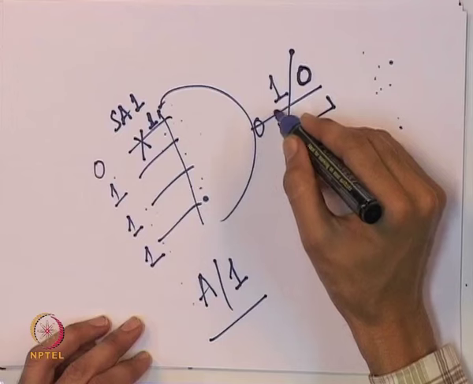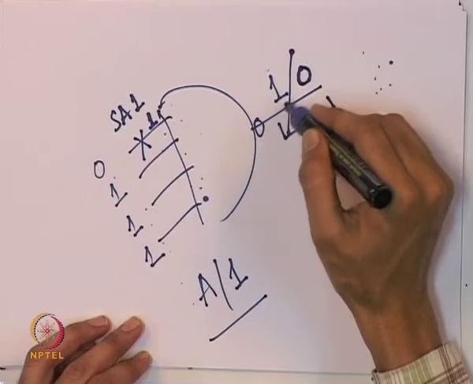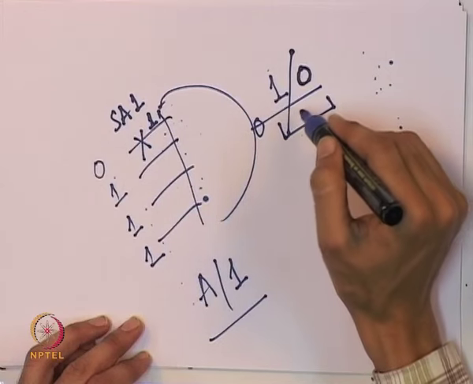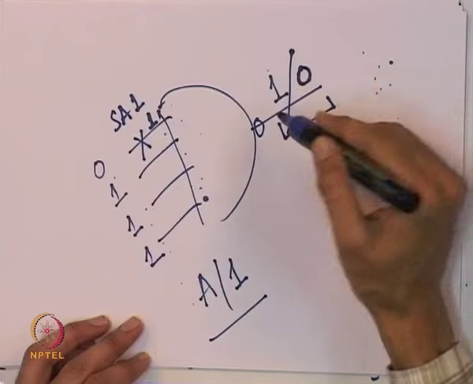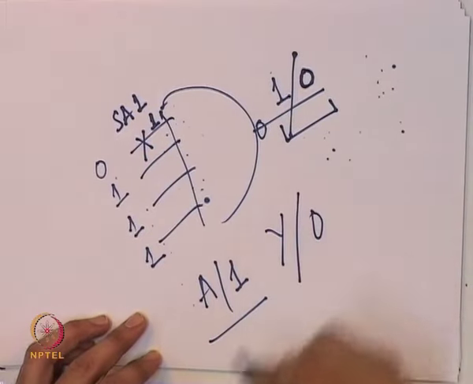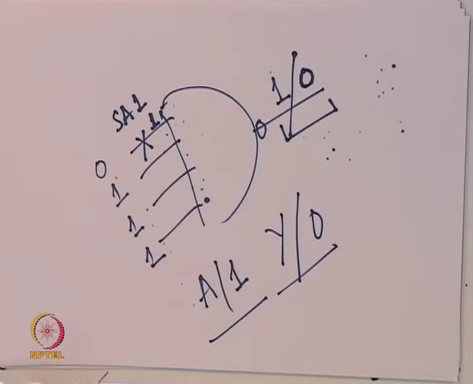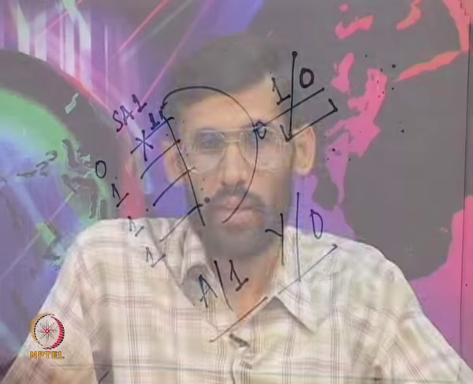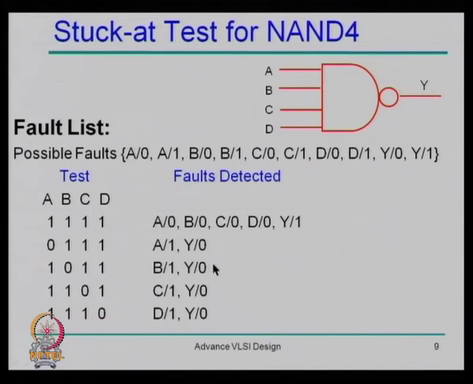This can also detect Y stuck at logic 0, because here your fault free behavior is 1. If Y is stuck at logic 0, the output would always be 0, hence you can distinguish the fault free and faulty behavior. So, this vector can detect 2 more faults. Then in this way, if you apply 1 0 1 1, this can detect B stuck at logic 1, Y stuck at logic 0. If you apply 1 1 0 1, then this can detect C stuck at logic 1, Y stuck at logic 0. If you apply 1 1 1 0, you can detect D stuck at logic 1 and Y stuck at logic 0.